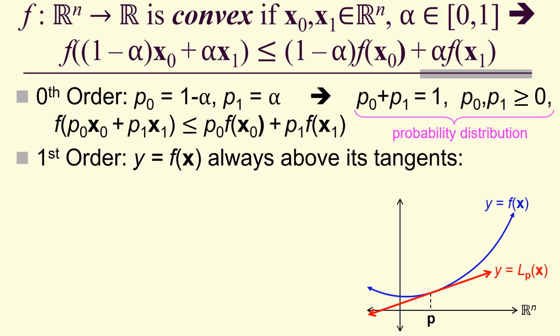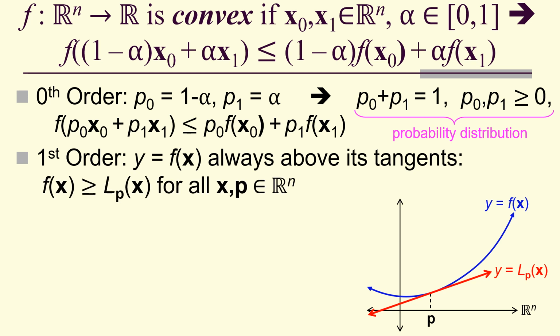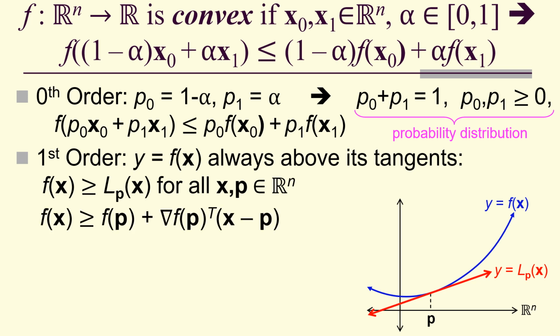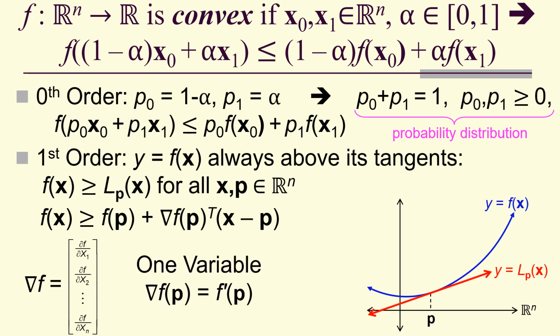First order conditions say that y equals f of x is always above its tangents. In other words, f of x is greater than or equal to LP of x for all x, p in Rn, where LP of x is the tangent. The definition of LP of x gives us our first order condition, f of x greater than or equal to f of p plus the gradient of f at p transpose times (x minus p), where the gradient is the column vector of partial derivatives, and for one variable it's just the derivative.